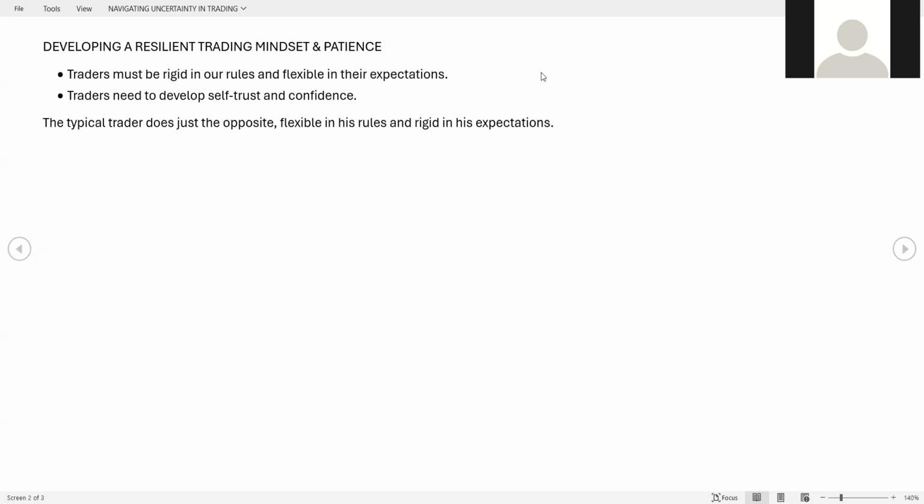Another thing that I want you to also learn today, this afternoon, is as a trader, you have to develop self-trust and confidence in your ideas. Self-trust is the ability to believe in your ideas, in your trades, and trust that over time they will work out well for you.